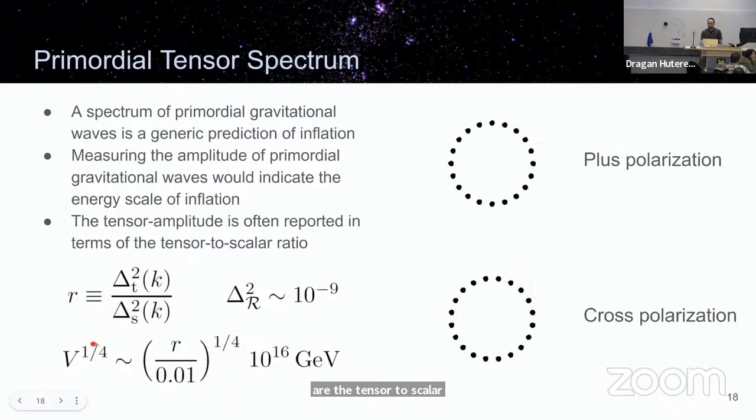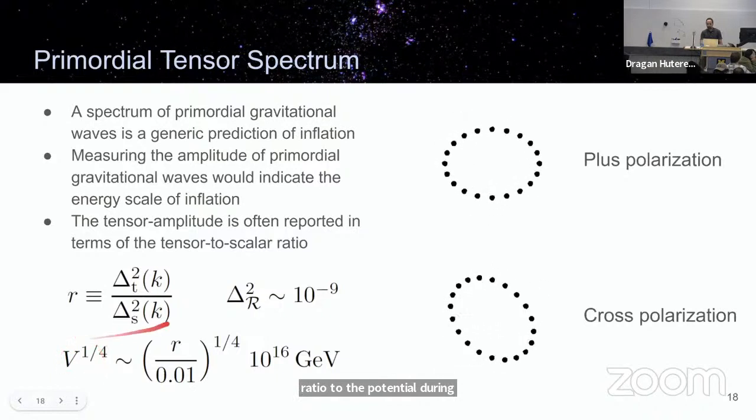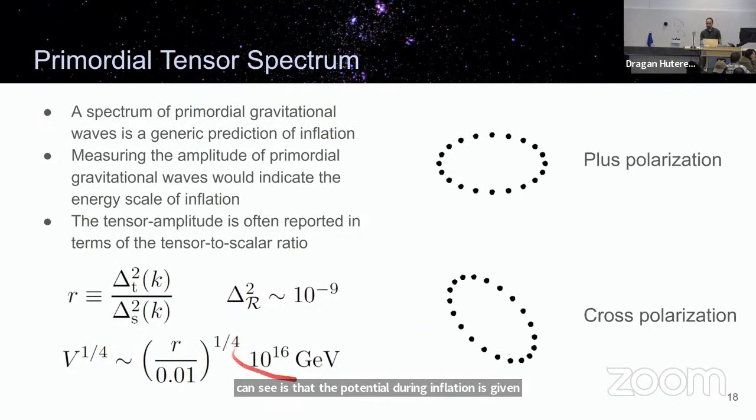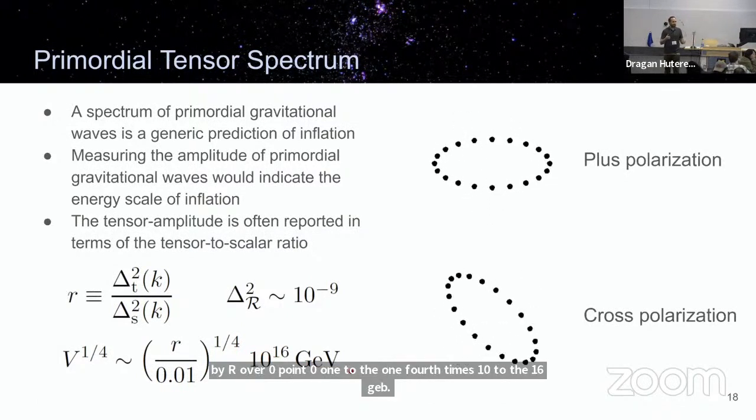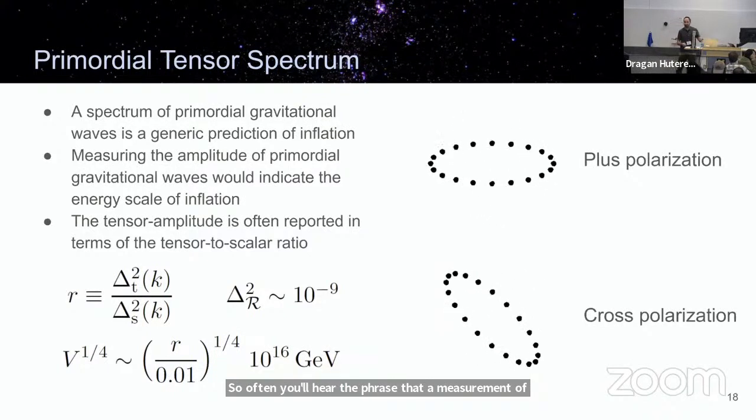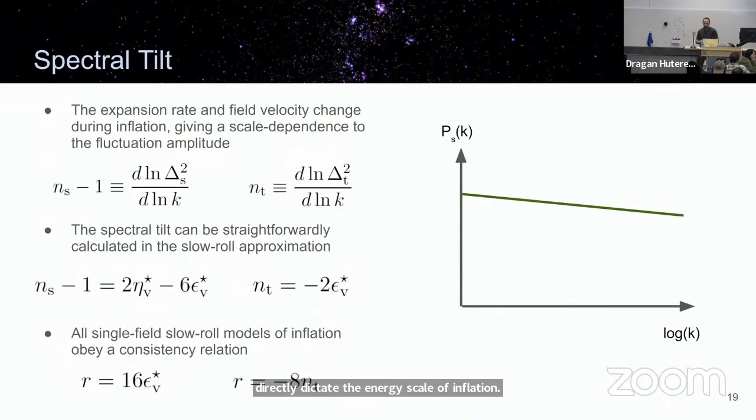And so what you can see is that the potential during inflation is given by (r / 0.01)^(1/4) times 10^16 GeV. So often you'll hear the phrase that a measurement of the amplitude of primordial gravitational waves would directly dictate the energy scale of inflation. This is what's meant by that statement. Okay. All right, we also predict not just the amplitude of the fluctuations, but also how they evolve with scale.